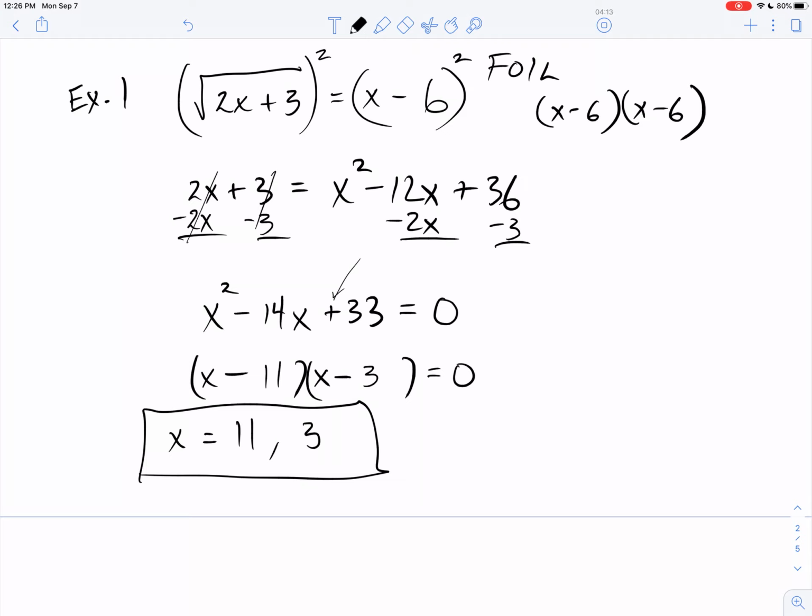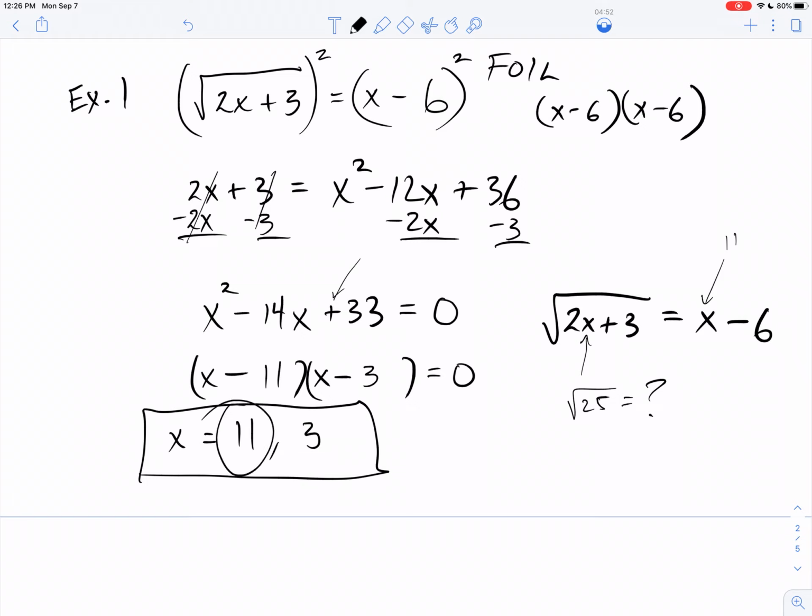But if you go back to the original, when I say go back to the original, that is before I squared both sides. That's what the original looked like. Plug the number 11 back in. And if you plug 11 back in, you get 2 times 11, that's 22, plus 3 is 25. What's the square root of 25? Well, it equals 5. Hey, if I plug 11 in here, 11 minus 6, that is equal to 5. So 11 is totally valid.